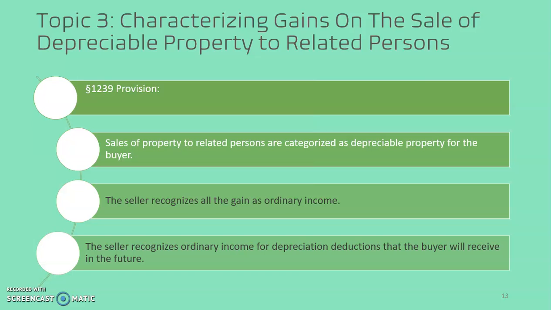Topic 3. Characterizing gains on the sale of depreciable property to related persons. So here we're looking at the Section 1239 provision. Section 1239 provision states that sales of property to related persons are categorized as depreciable property for the buyer. The seller then recognizes all the gain as ordinary income. The seller recognizes ordinary income for depreciation deductions that the buyer will receive in the future.